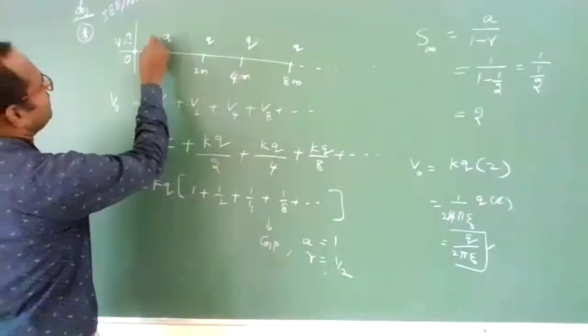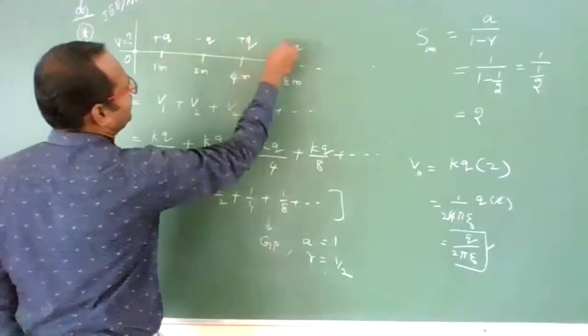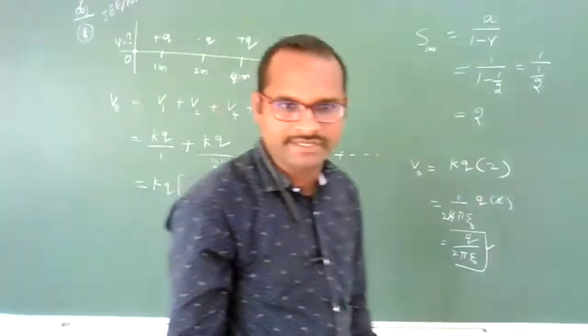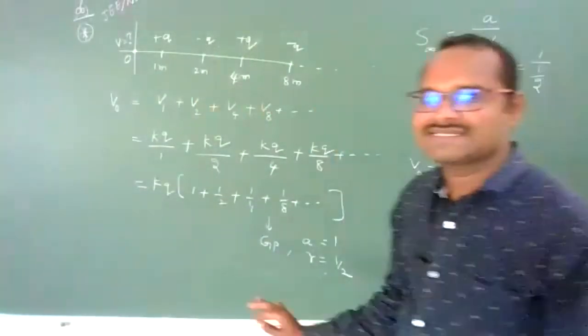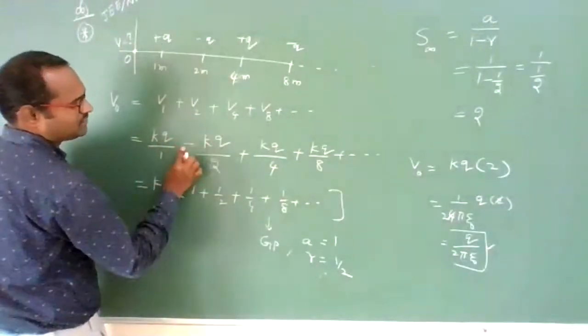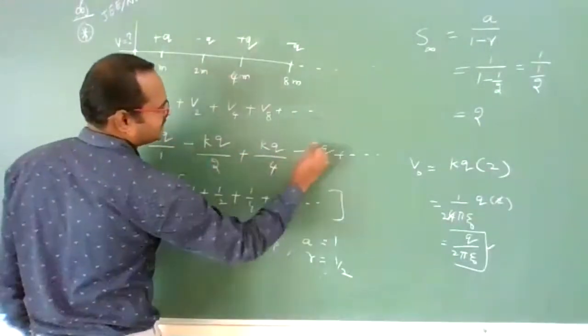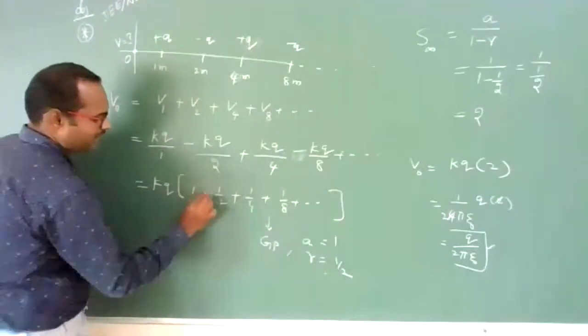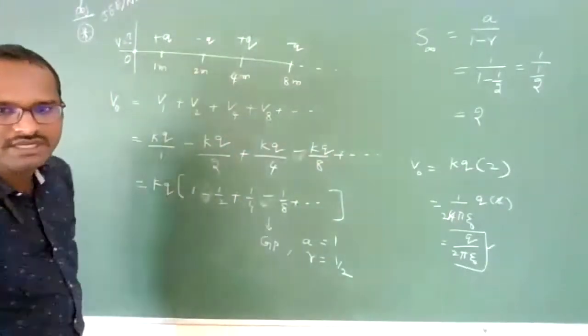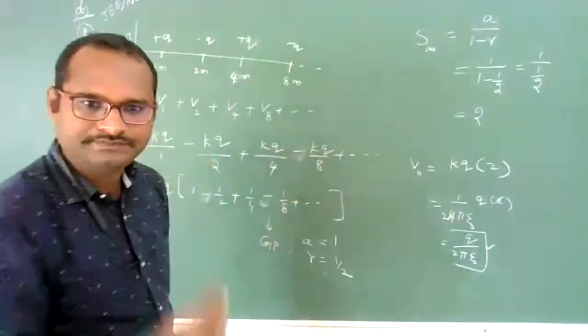Now, let's suppose this is positive charge, this negative, again positive, again negative, like this continuation is there. Alternate positive and negative charges are there. Then what you will get? Simple. It is like scalar, we should add. This is plus, this will be minus because negative charge. This will be plus, this will be minus. Means what you will get? 1 minus 1 by 2 plus 1 by 4 minus 1 by 8. Like this you will get continuously, alternate positive negative.